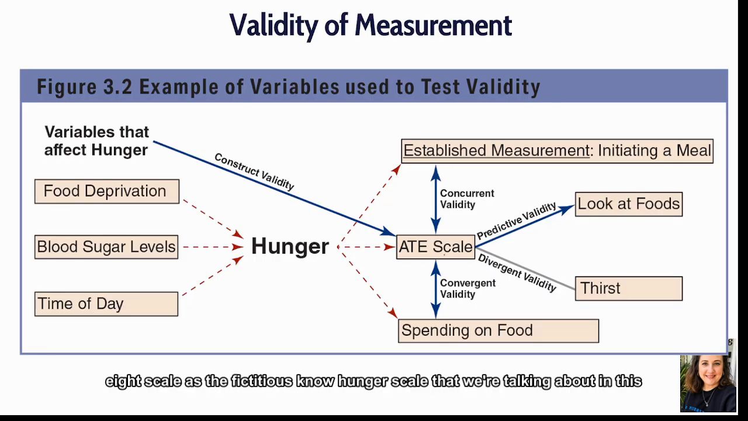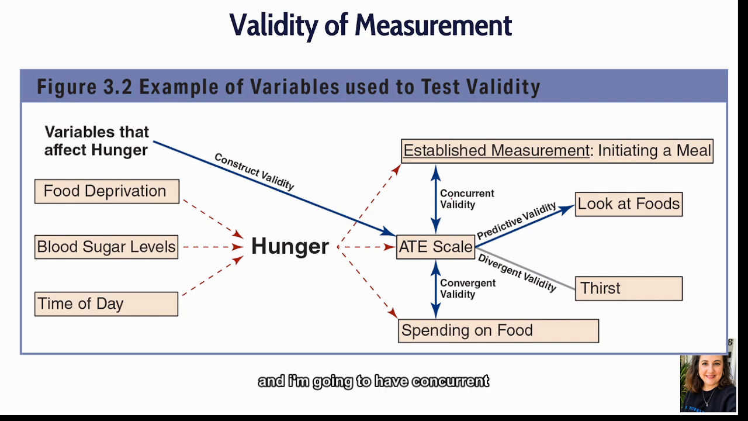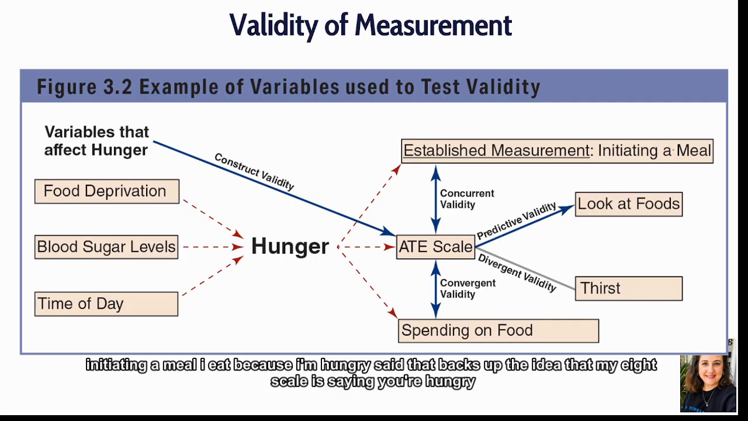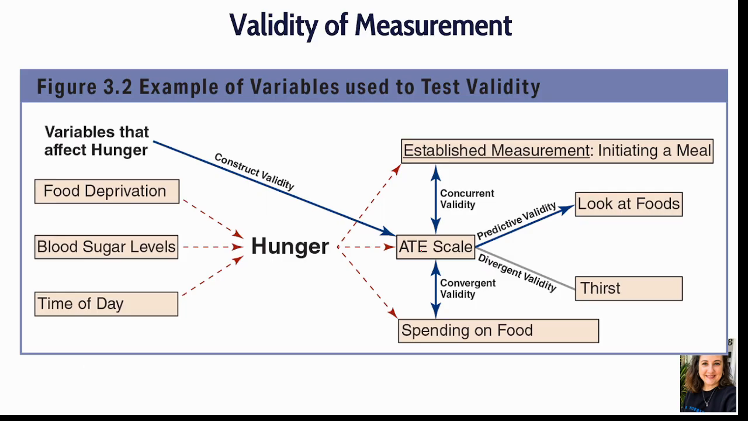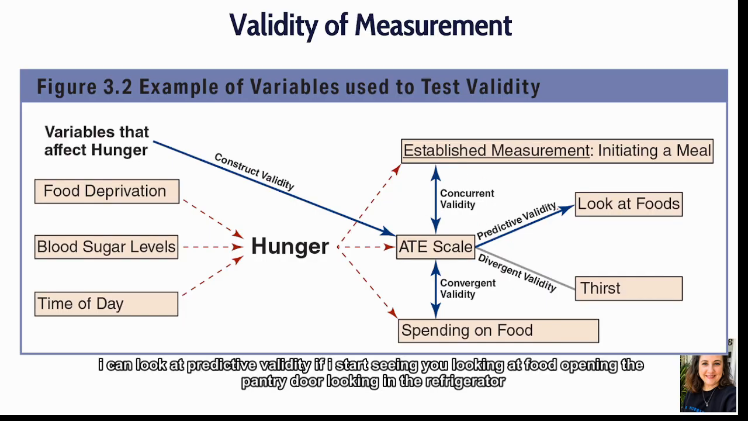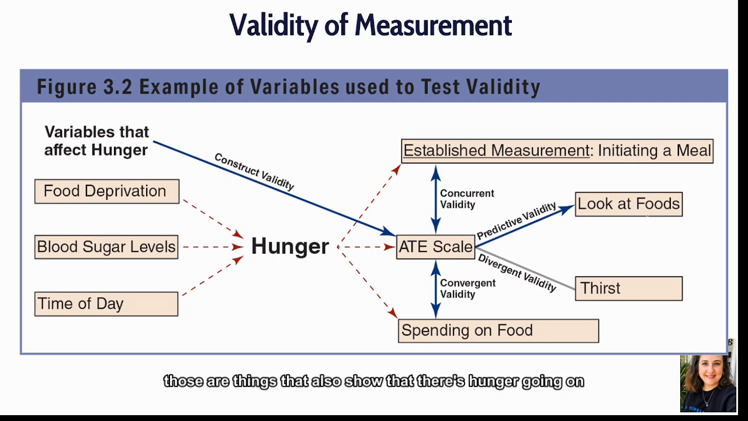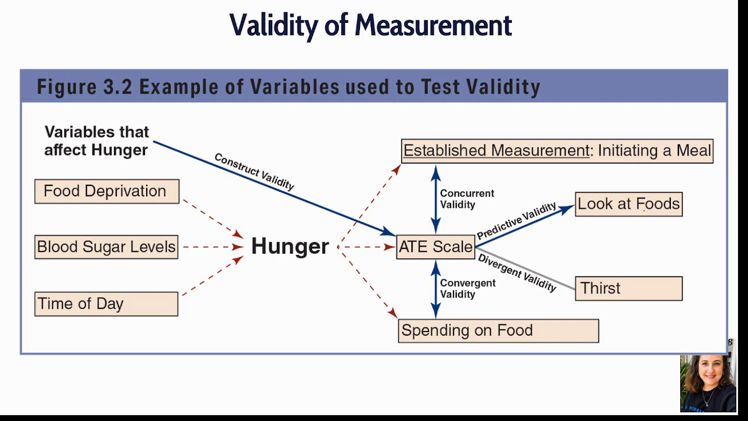The 8 scale is the fictional hunger scale that we're talking about in this. And I'm going to have concurrent validity and convergent validity. Concurrent validity would be initiating a meal: I eat because I'm hungry. That backs up the idea that my 8 scale is saying you're hungry. Eating is a behavior that you do when you're hungry. That's concurrent validity. I can look at predictive validity: if I start seeing you looking at food, opening the pantry door, looking in the refrigerator, those are things that also show that there's hunger going on.